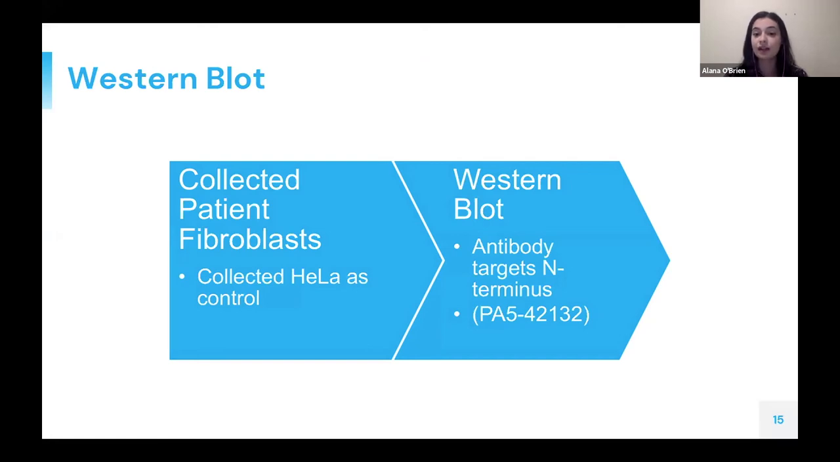And we targeted the SLC6A8 protein with an antibody that actually targets the N-terminus of the protein. Since the deletion is closer to the C-terminus, we wanted to use an antibody targeting the N-terminus in order to capture whatever protein could be produced from this altered mRNA.